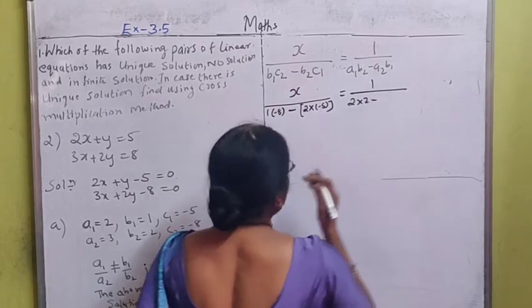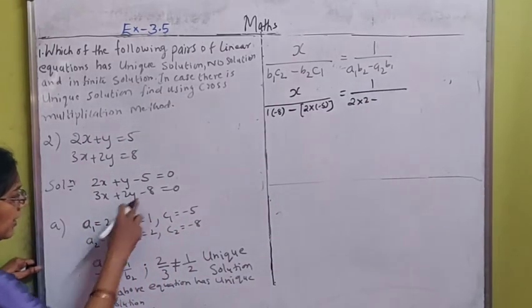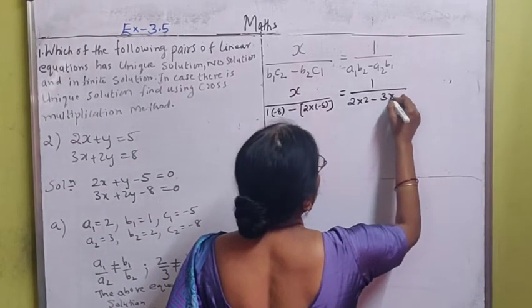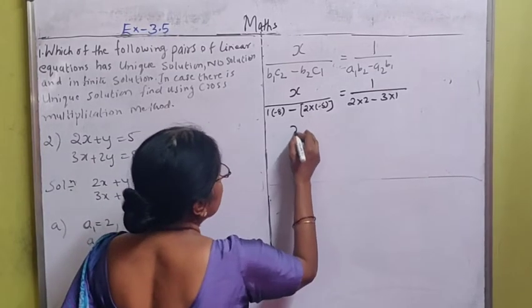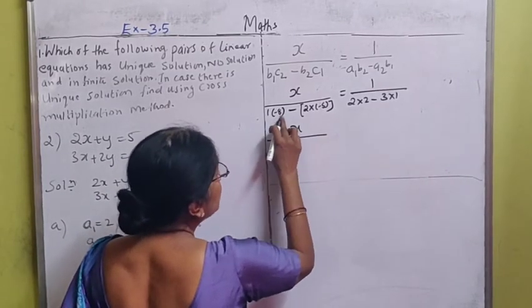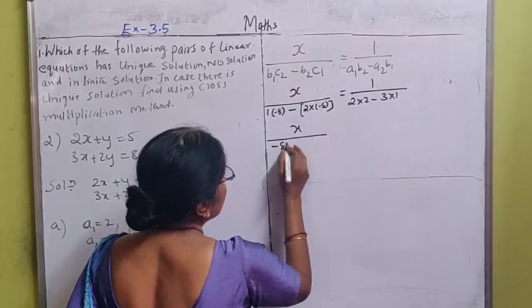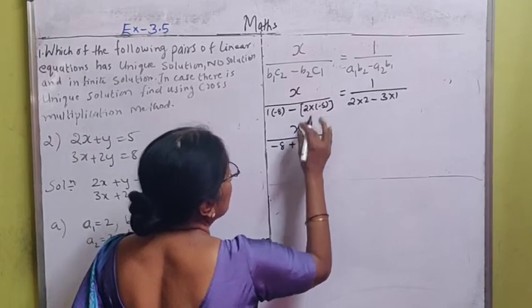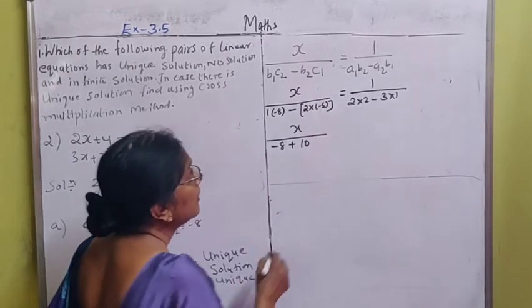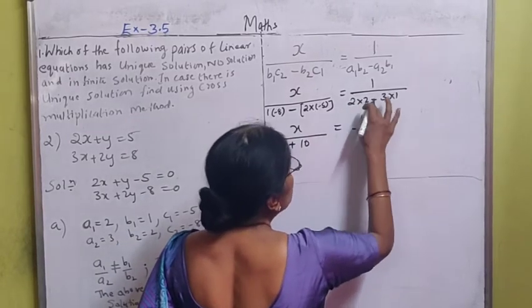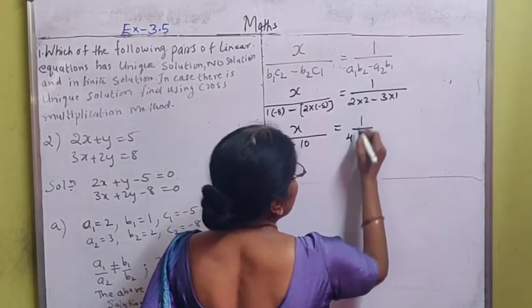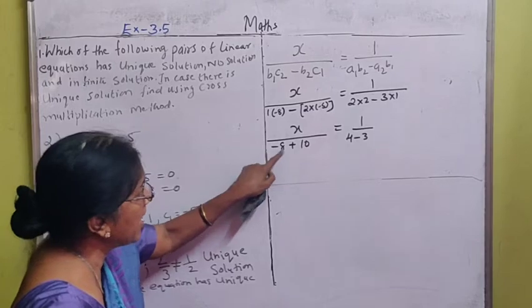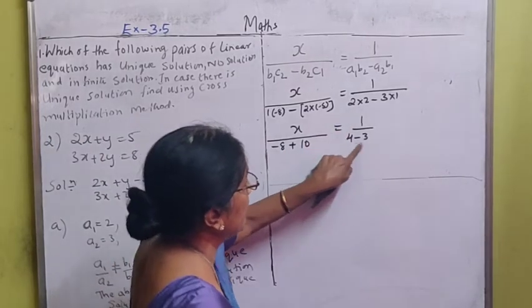2 into 2 minus A2 B1, 3 into 1 minus 3 into 1. Now let us solve this. X will remain as it is, divided by 1 into minus 8, minus 8. See over here the sign: minus into minus plus, 2 5s are 10, is equal to 1 by 2 2s are 4, minus sign remains as it is, 3 1s are 3. So here what you got? X divided by minus 8 plus 10 is equal to 1 divided by 4 minus 3.